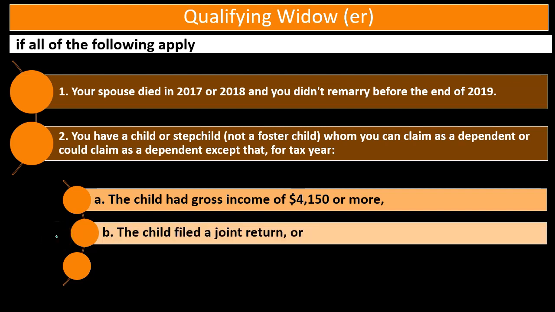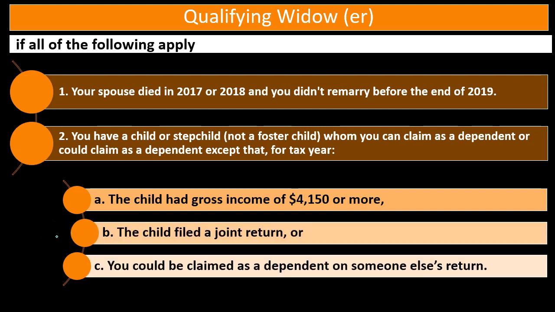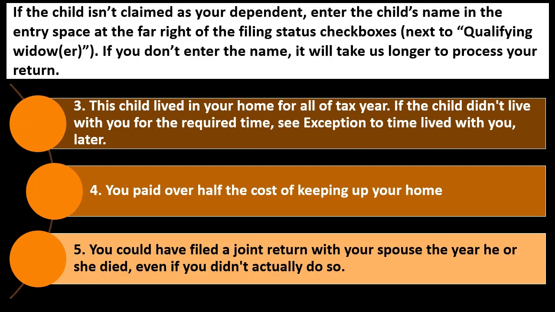Back to the text. The child filed a joint return, or you could be claimed as a dependent on someone else's return. If the child isn't claimed as your dependent, enter the child's name in the entry space at the far right of the filing status checkbox next to qualifying widow, widower. If you don't enter the name, it will take longer to process your return. This child lived in your home for all the tax year. If the child didn't live with you for the required time, see exceptions to time lived with you later. You paid over half the cost of keeping up your home.